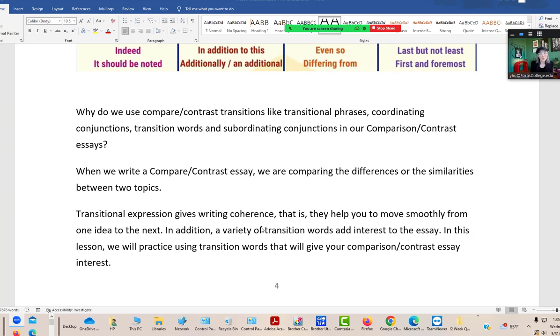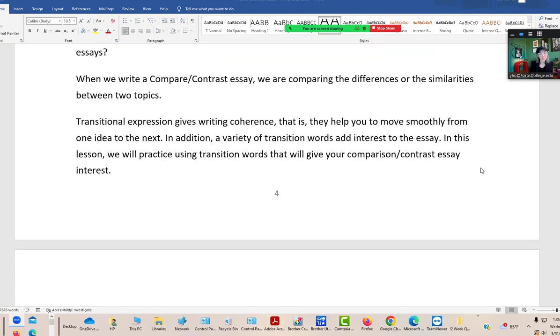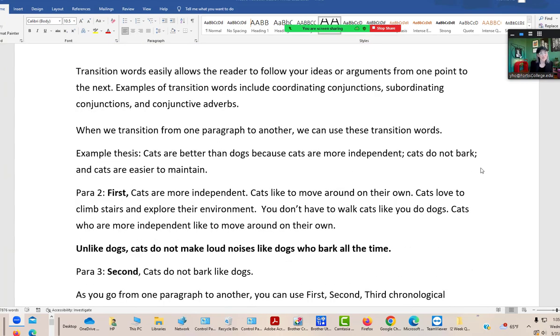In this lesson, we will practice using transition words that will give your comparison-contrast essay interest. Transition words easily allow the reader to follow your ideas or arguments from one point to the next. Examples of transition words include coordinating conjunctions, subordinating conjunctions, and conjunctive adverbs. When we transition from one paragraph to another, we can use these transition words.